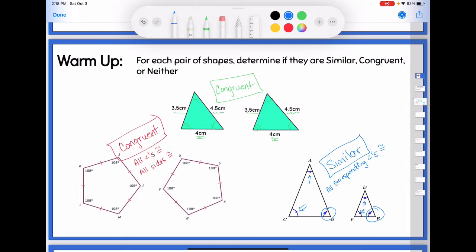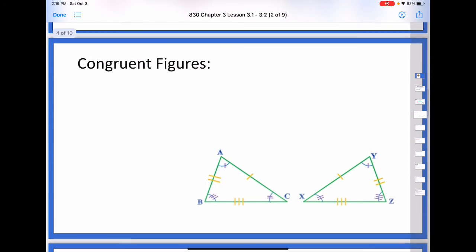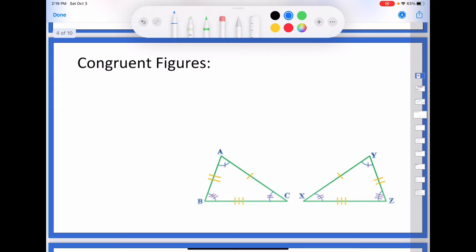So when I had my green triangles, all I knew were the sides, but the side lengths were enough to hold the angle measures in place. But when all I know is the angle measures, those sides can scale up or down and still be the same angle measure. So that's kind of a good thing to think about as we get into thinking about congruent figures. So what we're going to do right now is we're going to actually write a definition for congruent figures.